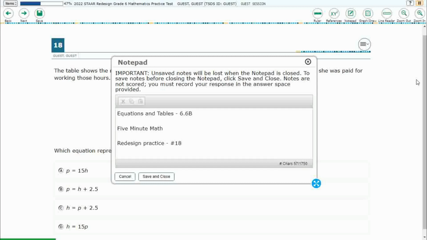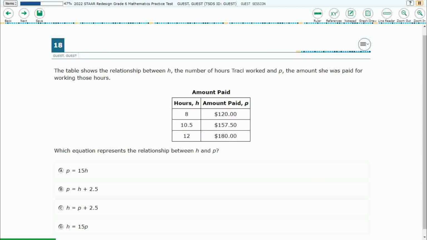Today we are looking at the 6th grade concept of equations and tables. This is standard 6.6b in the great state of Texas, and we are using item number 18 of the Redesign Practice Online STAAR Test. If you haven't done so already, please go ahead and take a moment to pause the video, work this problem out on your own, unpause it, and we will look at our answers together.